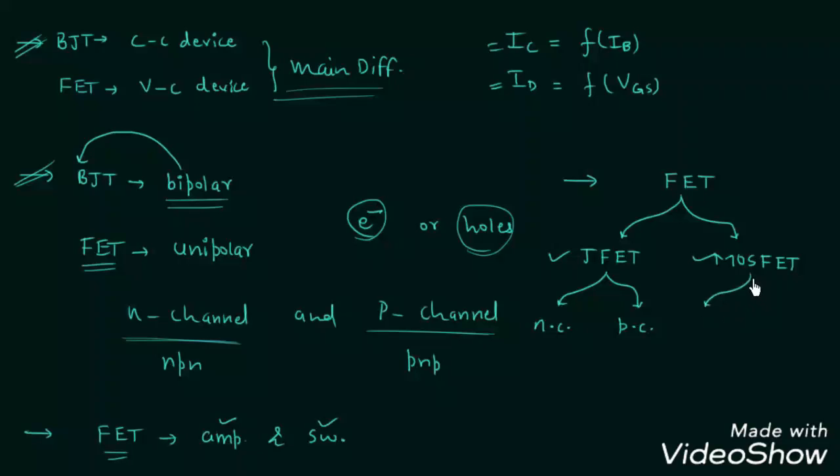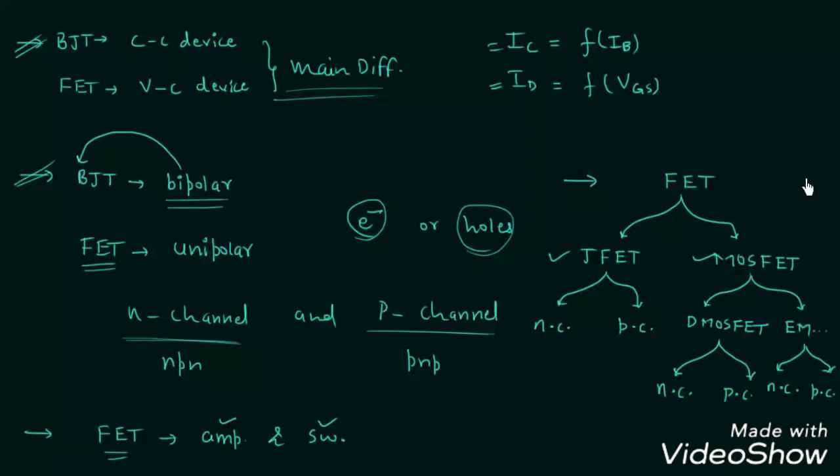MOSFET we can classify into two types. The first one is D-MOSFET, and the second one is E-MOSFET. And again we can classify D-MOSFET into two types, N-channel, P-channel. E-MOSFET we can classify into two types, N-channel and P-channel. So this is all about the hierarchy we are going to follow in this chapter.